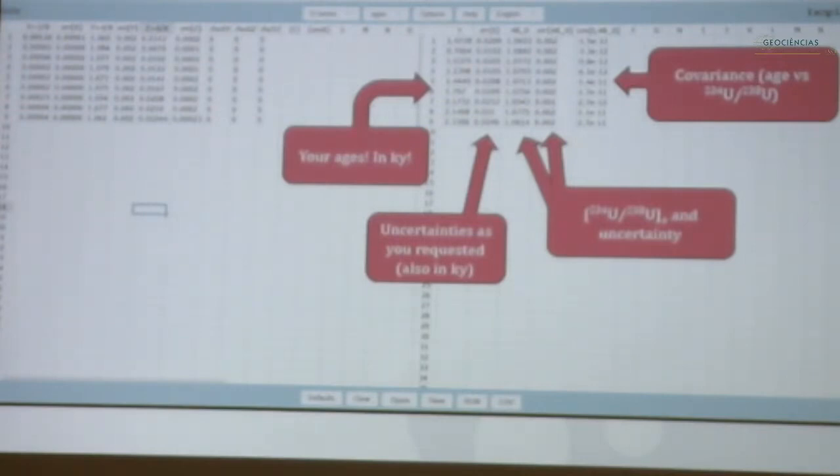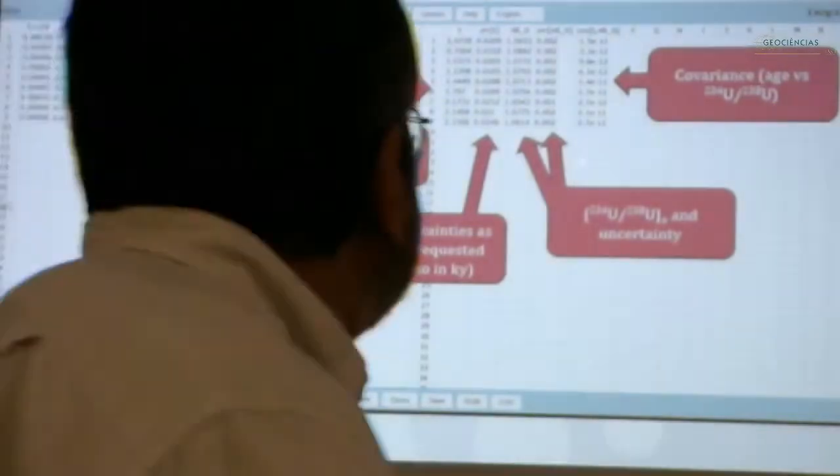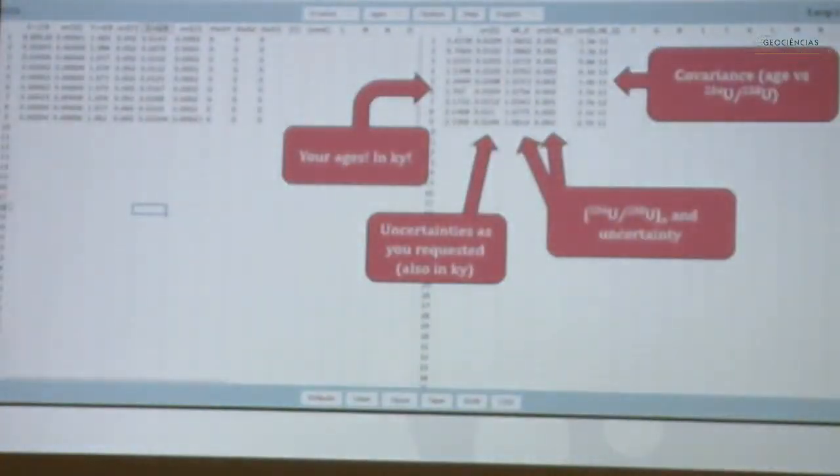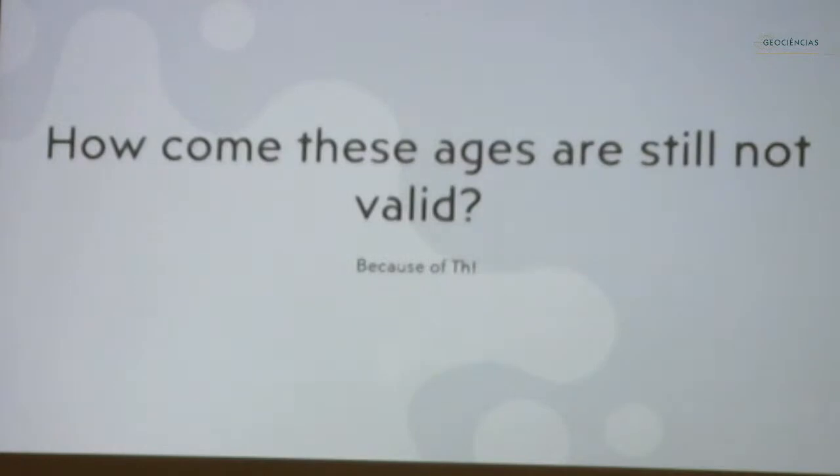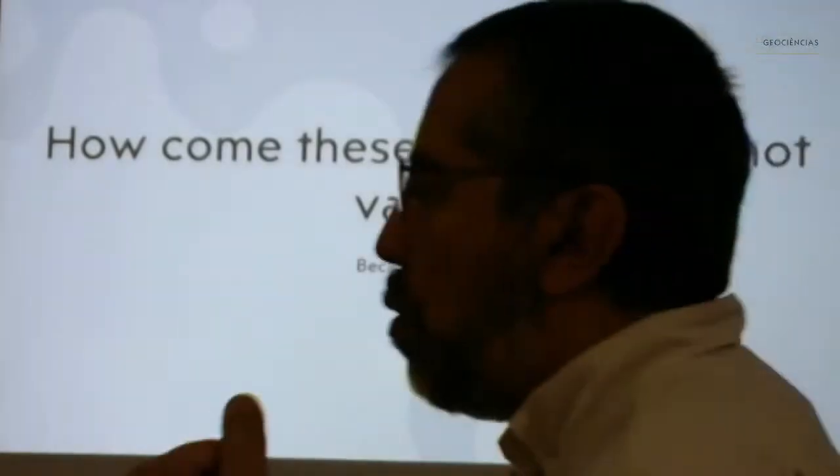I'm not really going to get into the meaning of this. The important thing is that now you have time. You have your initial ages, but these ages are still not valid. You have a lot of work to do, because they have to be corrected. Why do they have to be corrected? Because of thorium. And why because of thorium? Because thorium is detrital. You need to do the detrital correction.